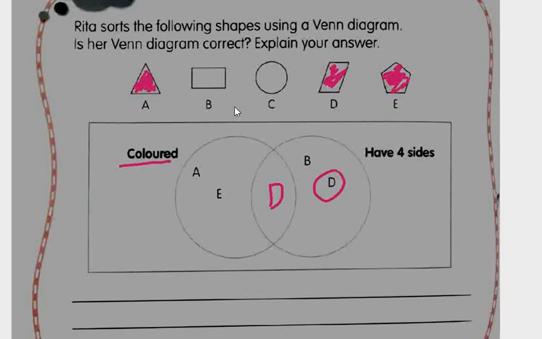Why? Because the shape D is colored and also has four sides. So it has to be written in the combined part, in the middle. Alright?